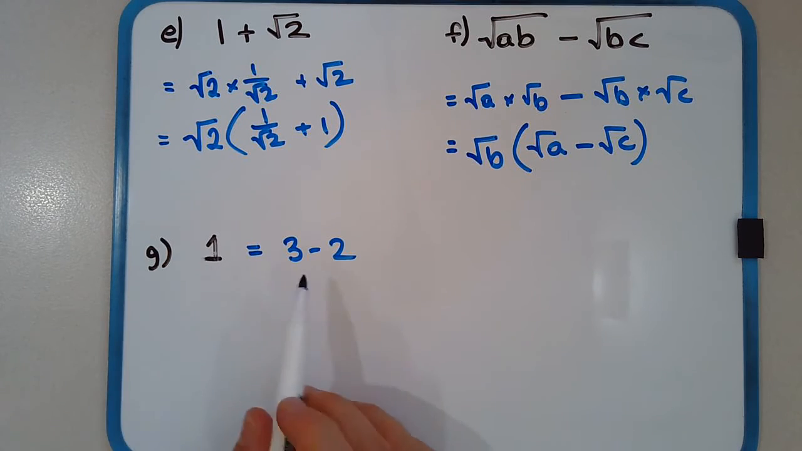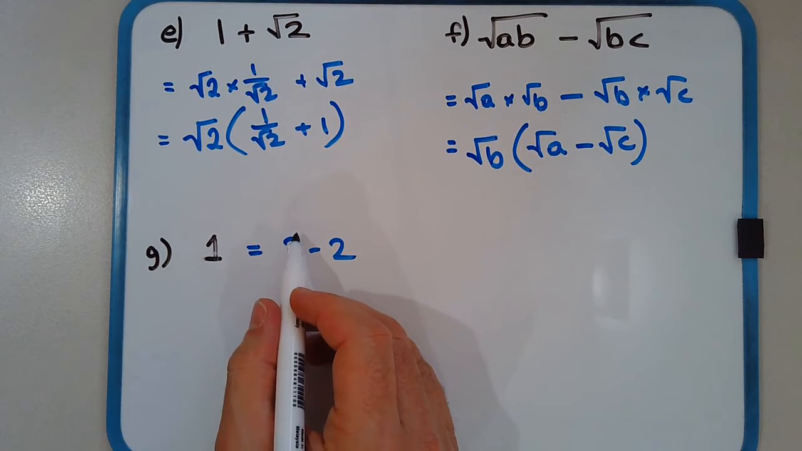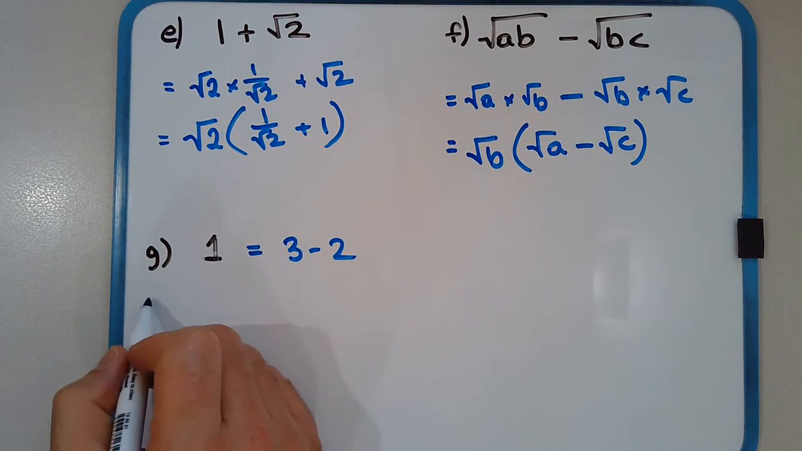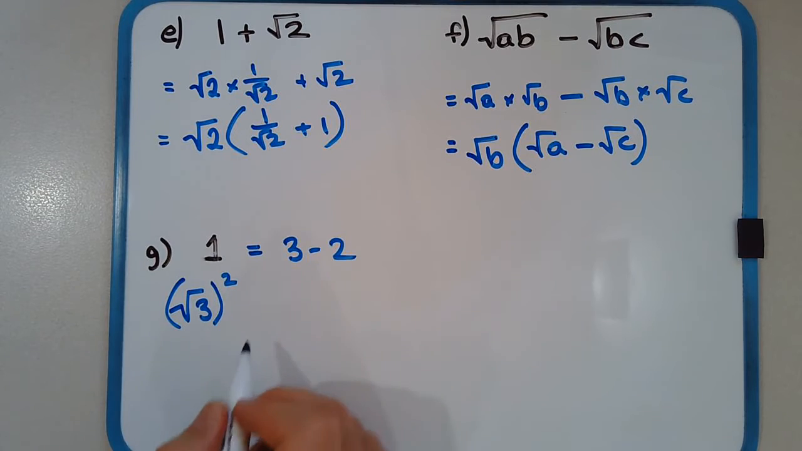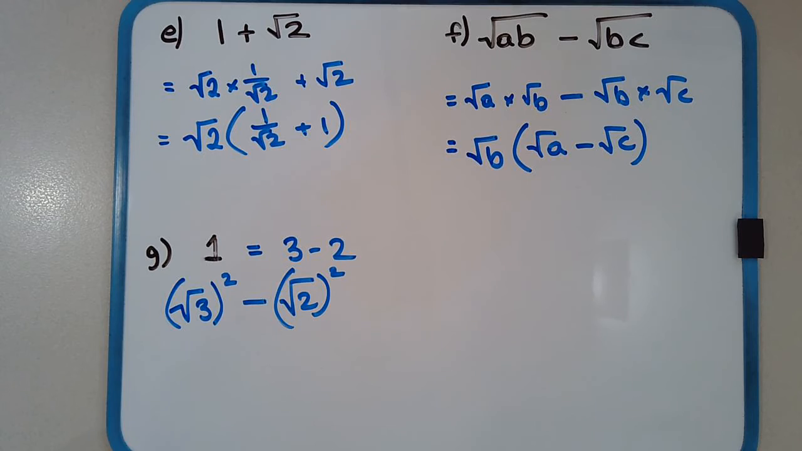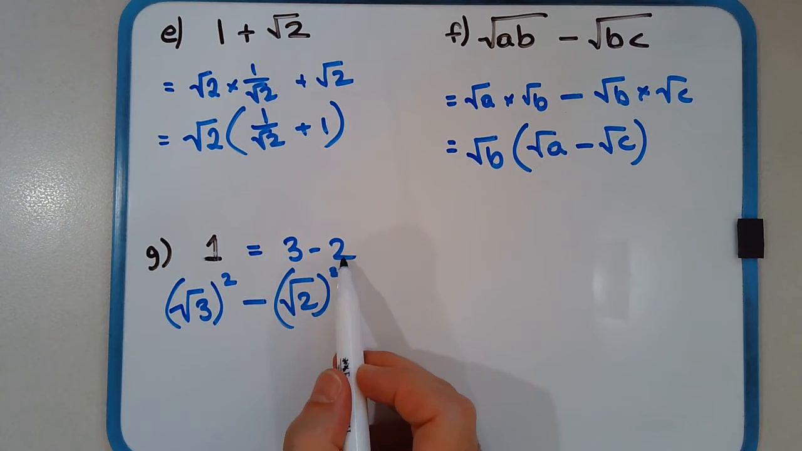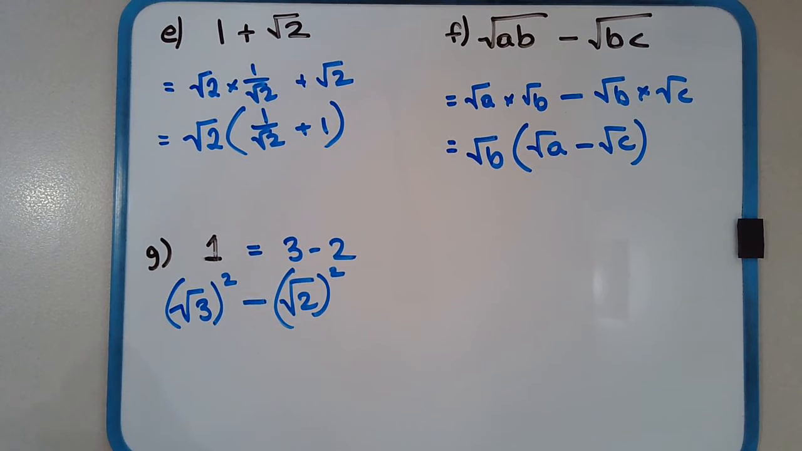So 3 minus 2. Let's factorise 3 minus 2. That kind of looks like a difference of 2 squares, but they don't look like square numbers. However, if we wrote it as square root of 3 all squared minus square root of 2 all squared, hopefully this will make a little bit more sense. Square root of 3 all squared is 3, we can agree on that. Square root of 2 all squared is 2. So you're taking the square root of 3, but then you're squaring it again to get back to 3. Now it looks like a difference of 2 squares.